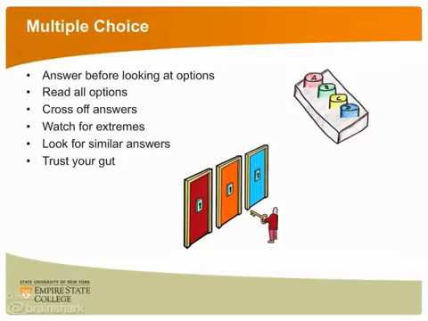Like with true-false questions, extreme words like all or none tend to be incorrect options. However, if there are two options that are close, one of them is probably the correct answer. And always trust your gut. If you have a strong reaction to an answer, it is likely correct.